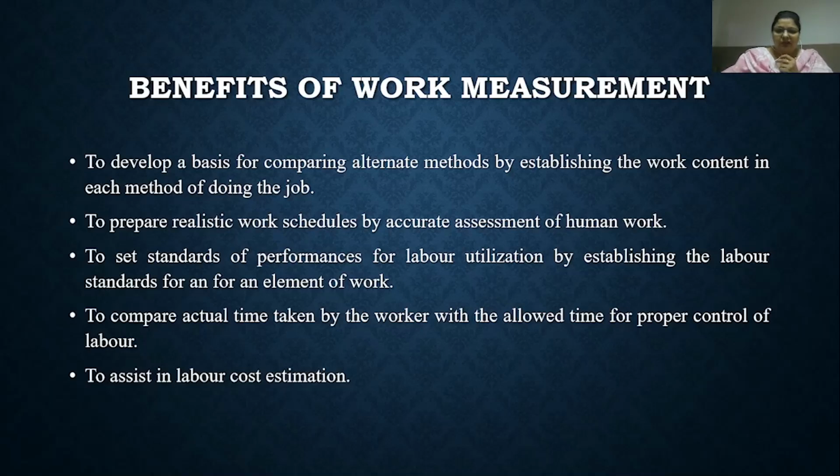Now, if we have assigned a job to the worker from 9 to 5, you have to work in that time. This is the allowed time given by the company. But if the actual time taken by the worker is only 5 hours, the remaining 3 hours he has wasted, so we can say that he is not an efficient worker.